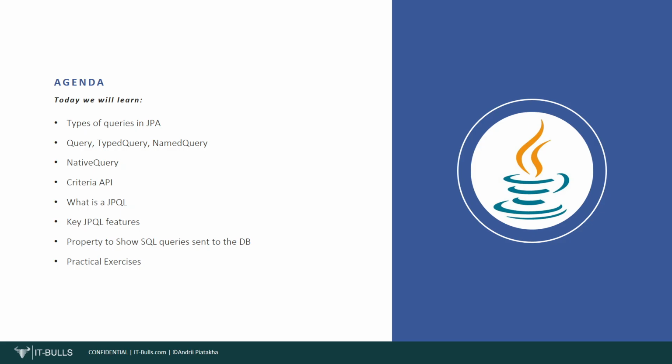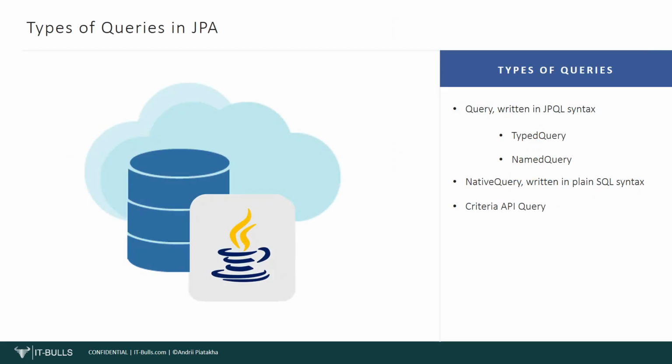Let's start our lesson. Today we're going to learn different types of queries, like I said. Some of the queries will be created with the help of the JPQL. We are going to learn today what it is and review examples too. Some queries will be written in pure SQL, but still JPA will be used to execute these queries. And also we are going to learn Criteria API to learn how to create queries programmatically.